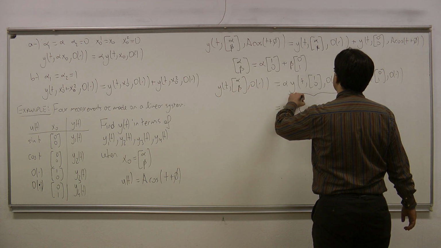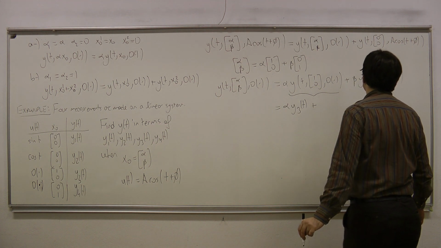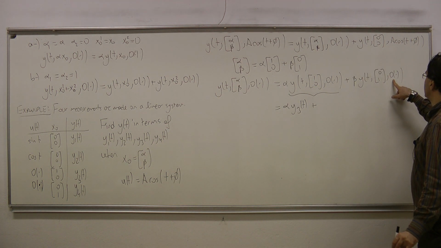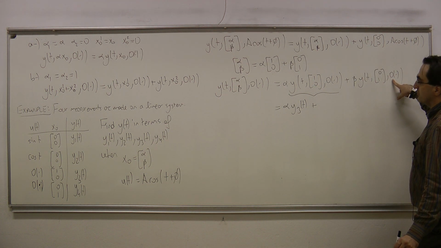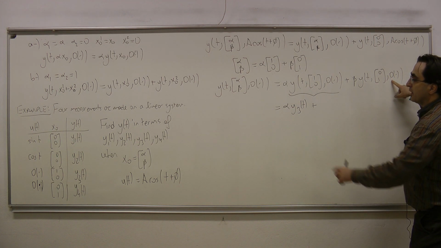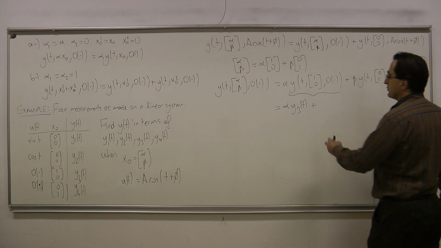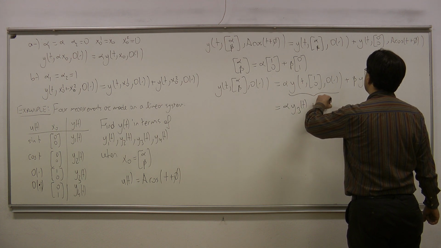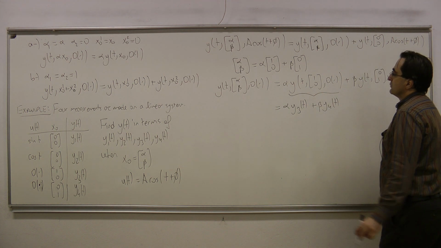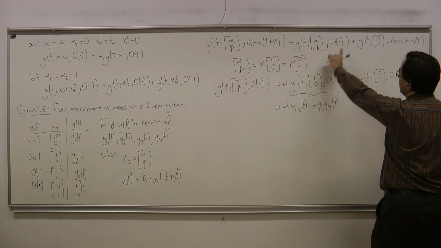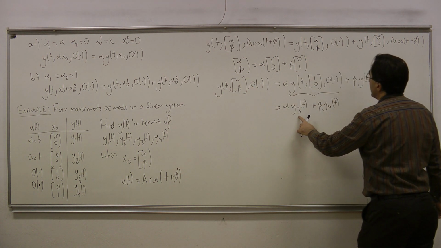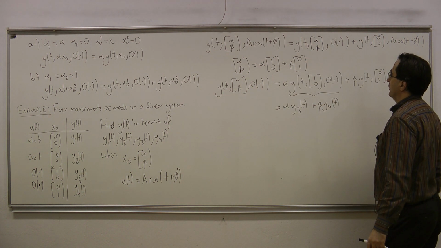Alpha times y3 of t plus, this is nothing but the output that I would get when I give the system zero input and the initial condition (0, 1). So this is y4. Okay, so I have written this first term as a linear combination of y3 and y4.